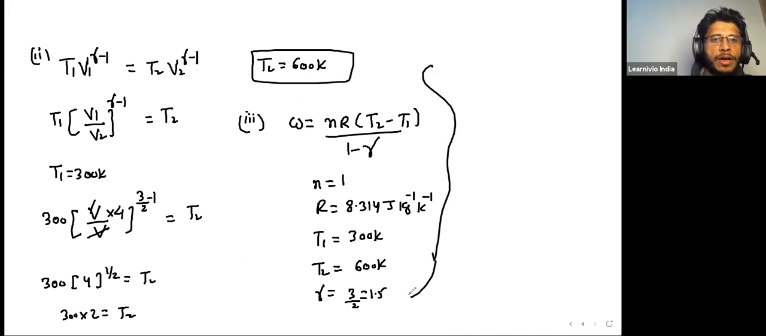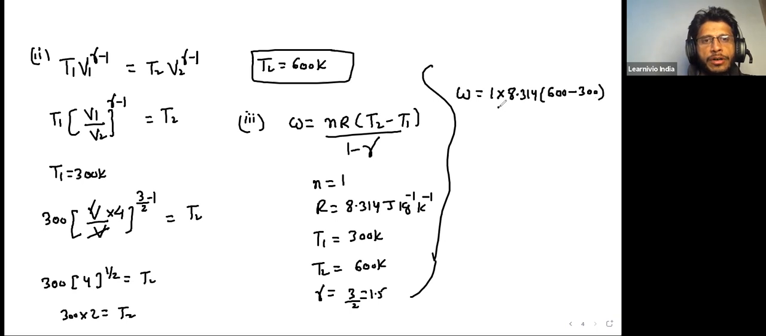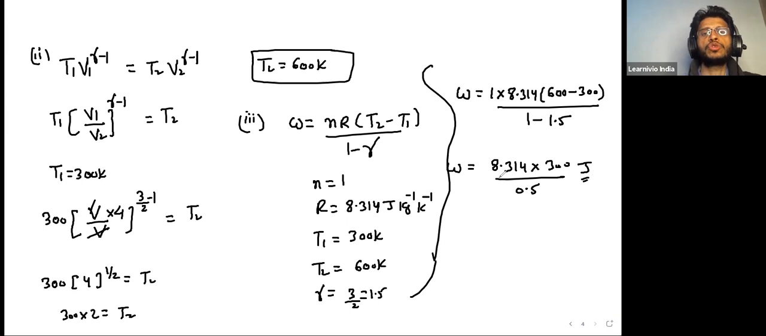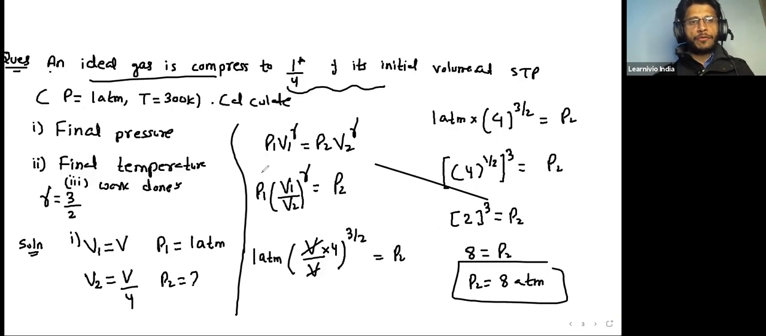If I substitute these values here, it's n, which is 1, gas constant R, which is 8.314, into T2 minus T1, which is 600 minus 300, by 1 minus gamma, which is 1.5. So work done comes out to be 8.314 into 300 divided by 0.5. This much joule is your work done. It's coming with a negative sign, since you are compressing the gas. When you compress the gas, it's work done on the gas, which is negative. Tell me if you have doubt in any part.